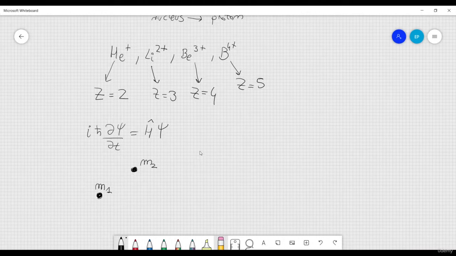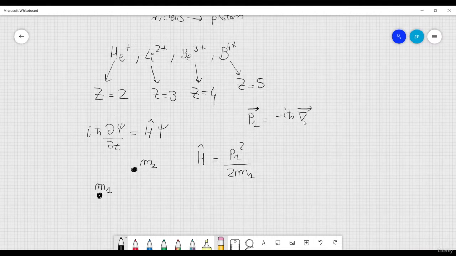Now, I want to write down the expression for the kinetic energy. This is important because it will appear in the Hamiltonian. So the Hamiltonian operator will be the kinetic energy of the first particle, which is P1 squared over 2m1, and P1 here is an operator. Remember that the operator for momentum is, if you want I can put a hat here, but it doesn't really matter, it's just minus i h bar, the gradient. This is a vector and this is also a vector. The gradient is a vector.